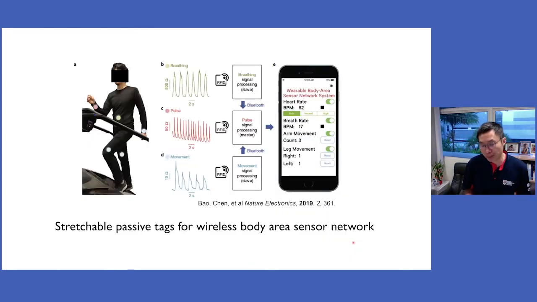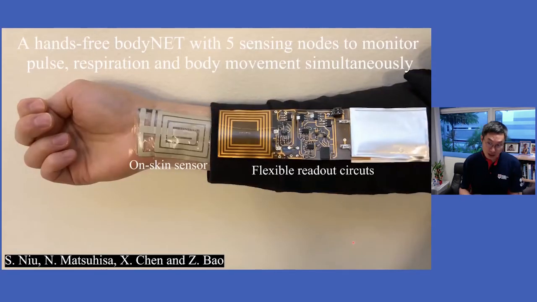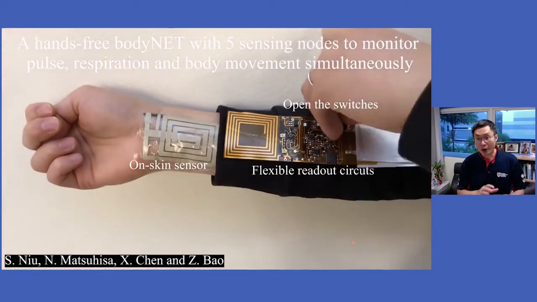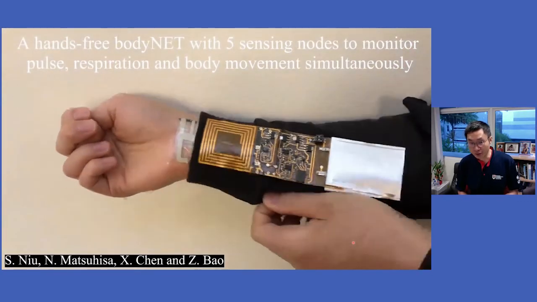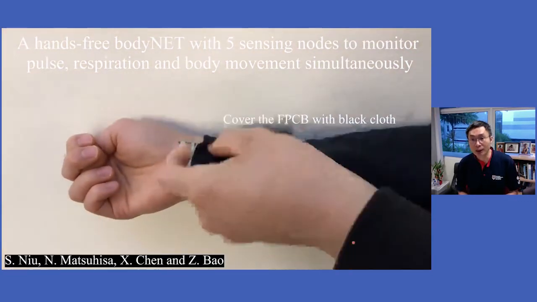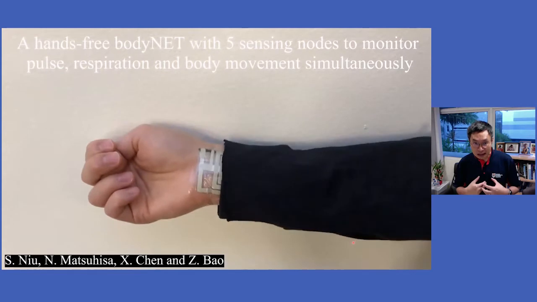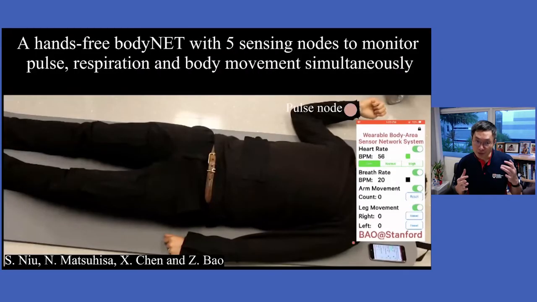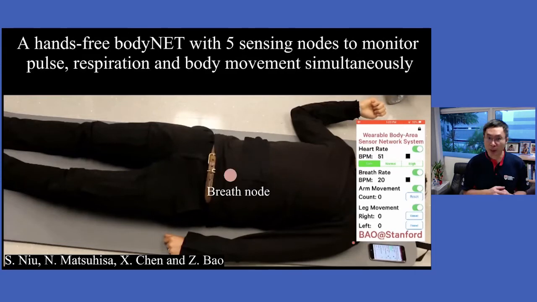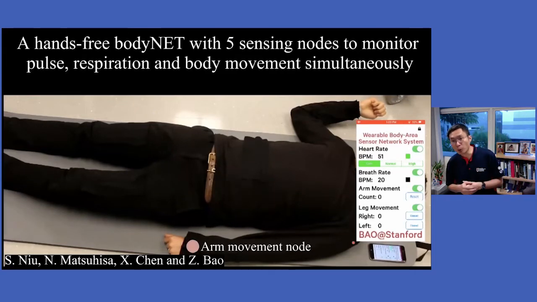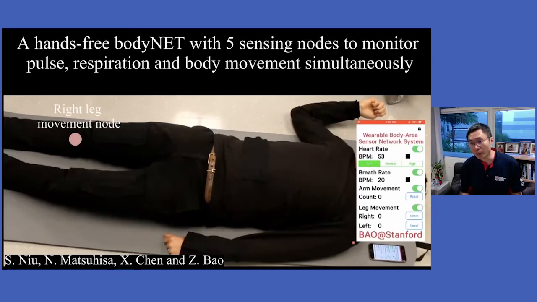And one example, 2 years ago, we worked with Zhenan together to make this kind of stretchable passive tag. This can be used for wireless body area network monitoring. So this is all wireless, without any power source, and it can continuously work for 6 different healthcare sensing nodes, including pulse, respiration, and also body movement simultaneously. So this is something with a lot of work still ongoing now.